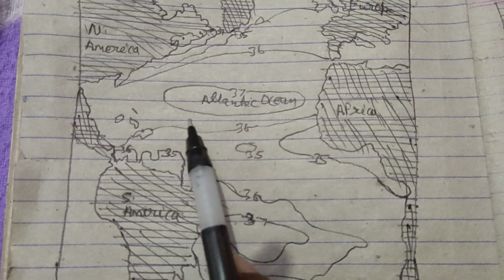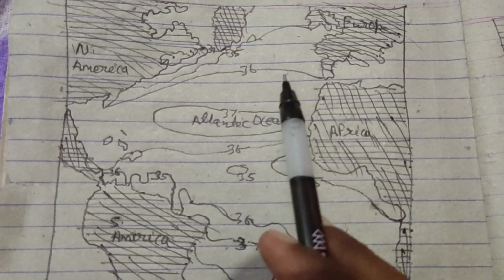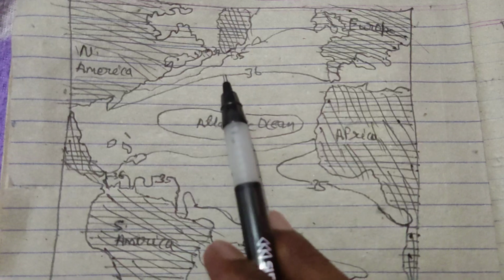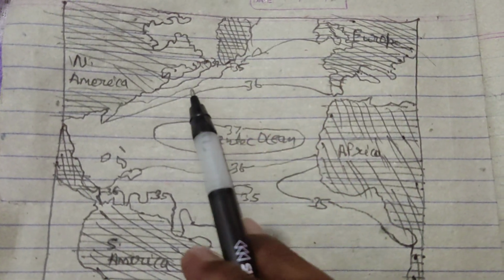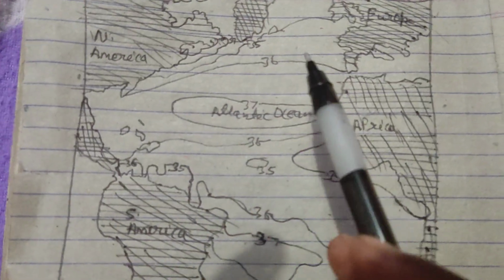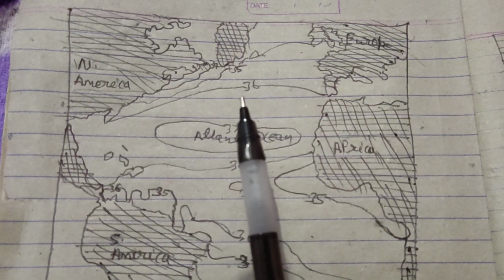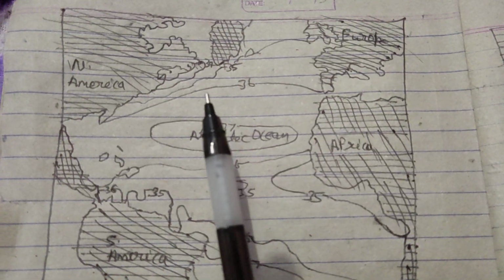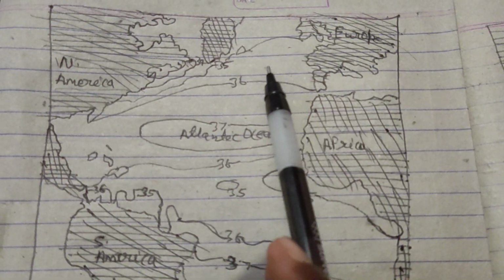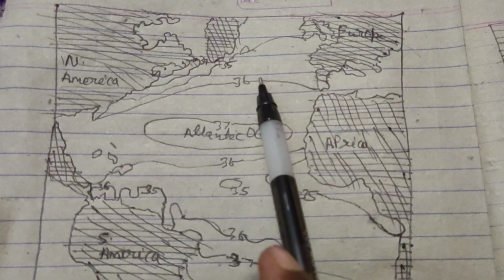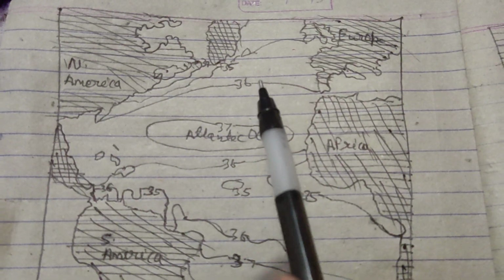This is the salinity line, 37 degrees means 37 grams. If you go north of the Atlantic, this is the 36 gram, this is the 35 gram line, and this is the 34. As you go to the north side of the Atlantic Ocean, because of the effect of the polar climate, salinity is reduced, because evaporation is very low, so salinity is very low.